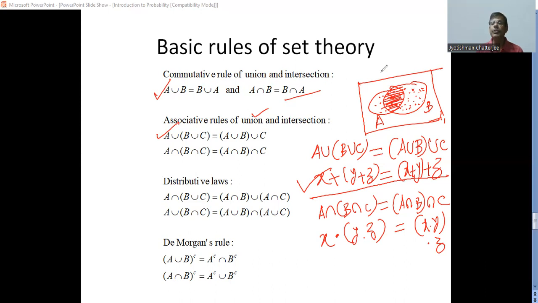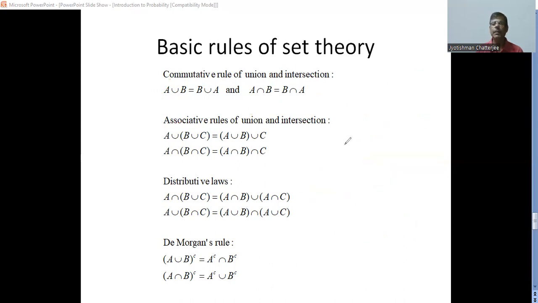Let me clear this drawing. Okay, now comes the distributive law. What is it? There are two kinds of distributive laws. The first one is intersection over union. So A intersection (B union C) will be the same as (A intersection B) and (A intersection C) taking union.